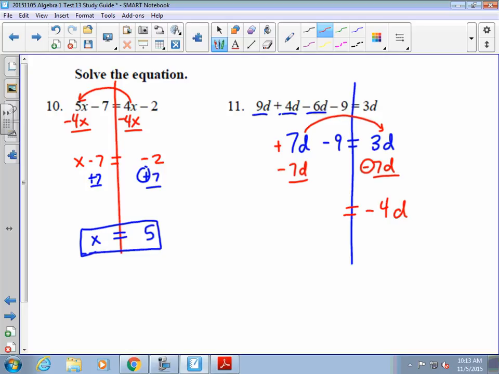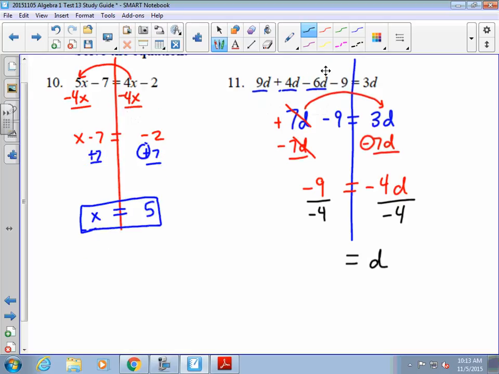We still have on the left-hand side, once this is gone, negative 9. In order to get D by itself, it says negative 4 times D. Undo that by dividing by negative 4. That'll leave you with D all by itself. If you divide the right-hand side by -4, you need to do likewise on the left-hand side. We know a negative divided by negative is a positive. No numbers go into both 9 and 4. So D's value is 9/4.